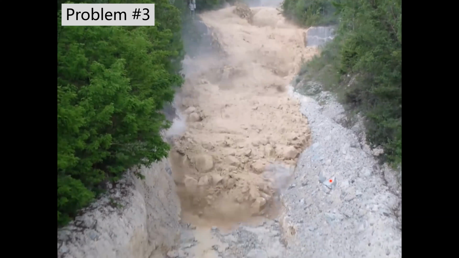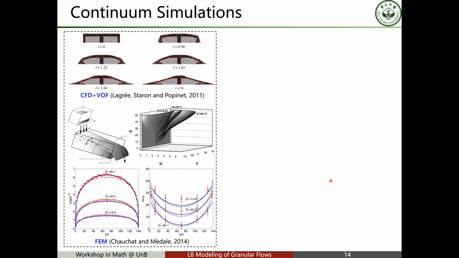So what can we do? We need to take a step back and do continuum simulations. Currently that's the only approach. In the literature, many people have adopted various continuum approaches to simulate granular flows. We have Lagrée and his co-workers using conventional computational fluid dynamics plus a VOF solver to track the dynamic evolution of the free surface to simulate this granular column collapse problem.